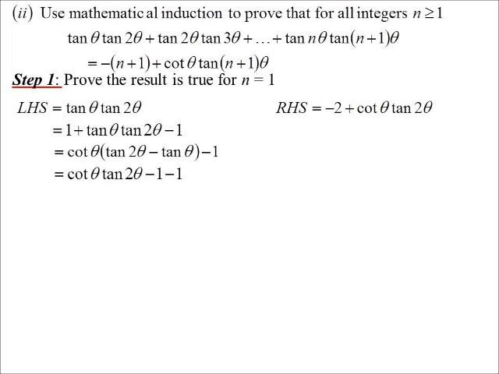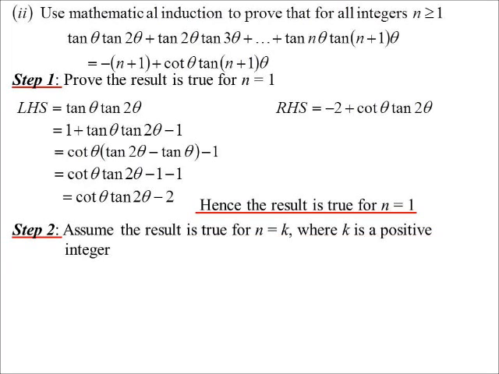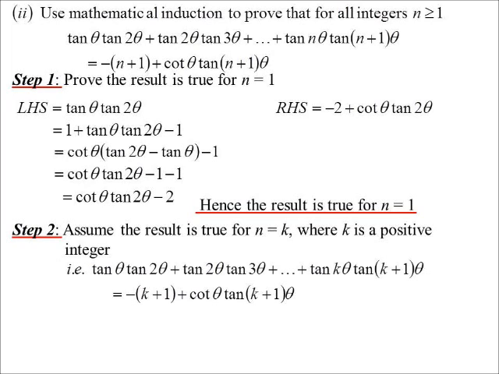Expand that out. Cot times tan is another negative 1. So that gets me the negative 2 we've got over there. And so, excellent, we've shown they're the same thing. So it's quite tricky just showing it true for n equals 1. So hence the result is true, etc. Okay, assume it's true for n equals k. And we're going to prove it for k plus 1.